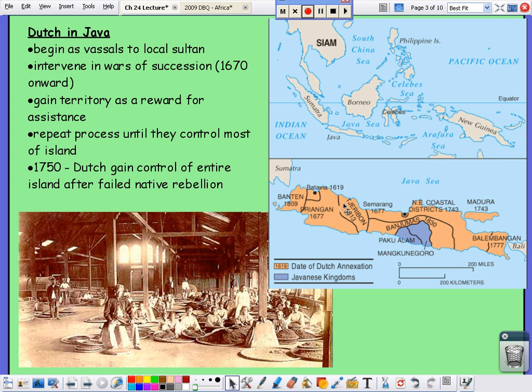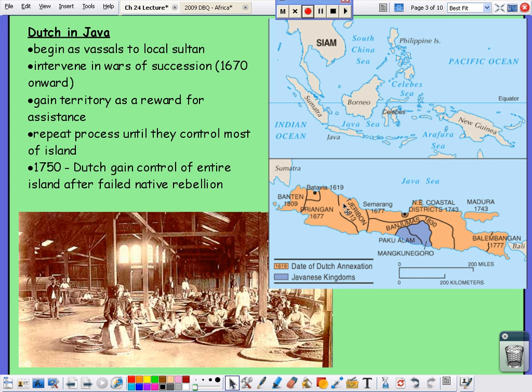Yes. So as you look at your dates here, it's the slow acquisition of territory. At some point, the natives, the people in Java, do try to oust the Dutch, but by that point, the Dutch are so well entrenched that that rebellion fails. So after 1750, the Dutch still don't have total control of the island territorially, but they are the, I guess you'd say, ad hoc rulers at that point. Does that make sense? Okay.